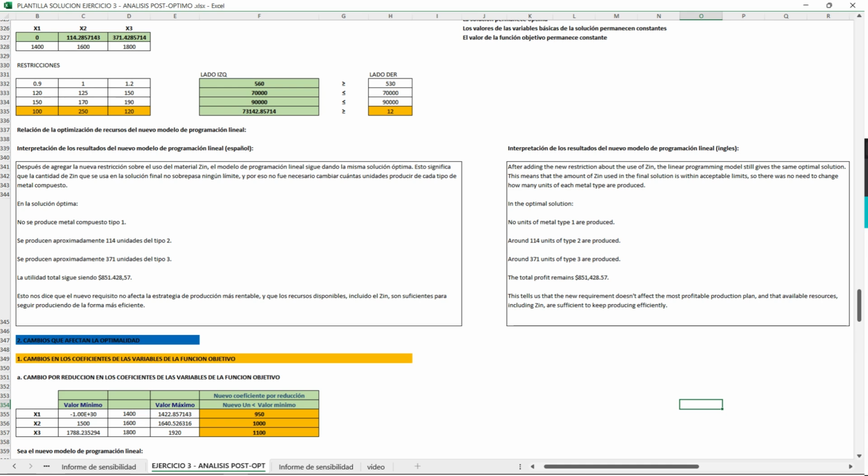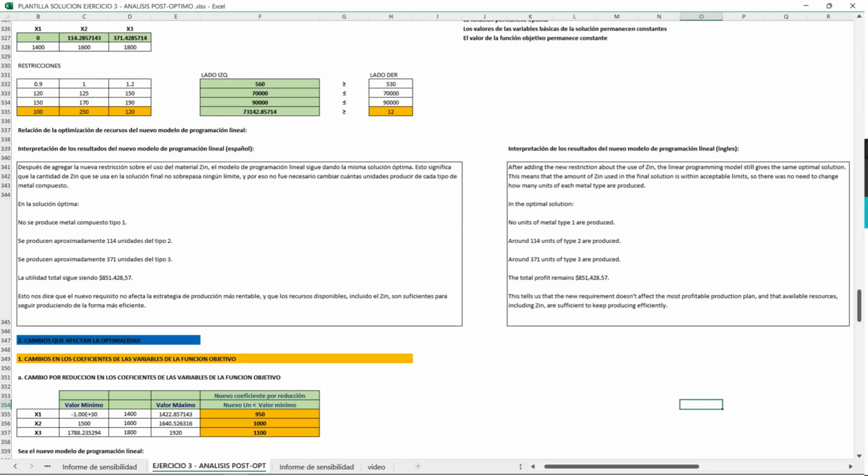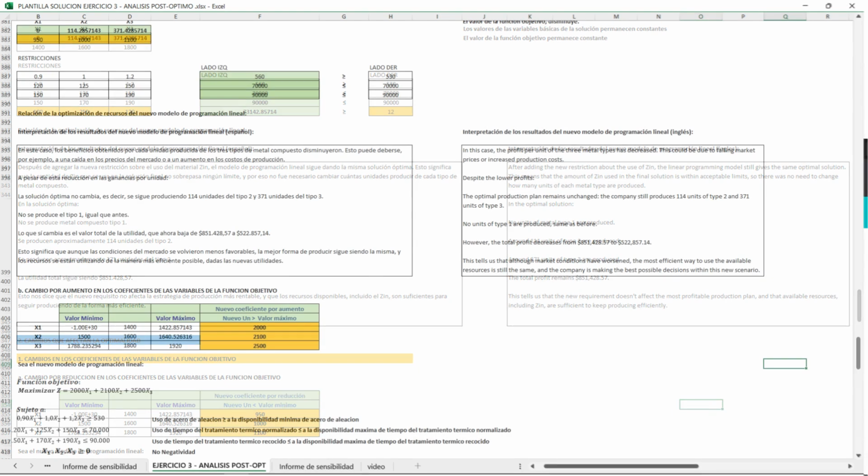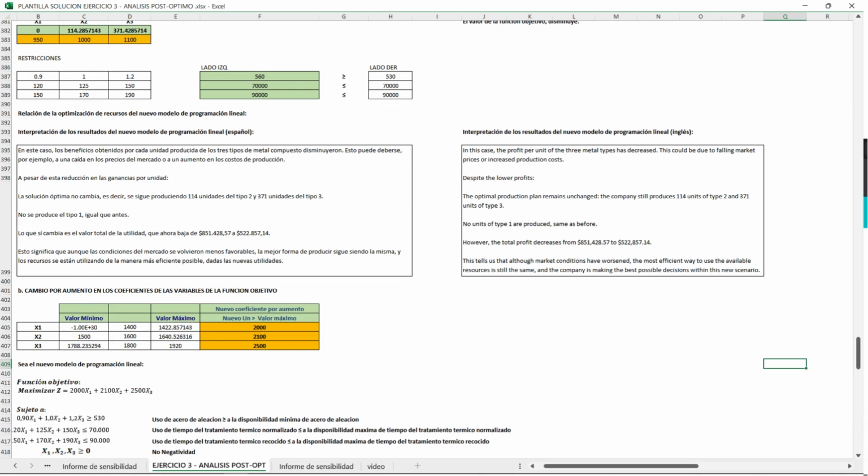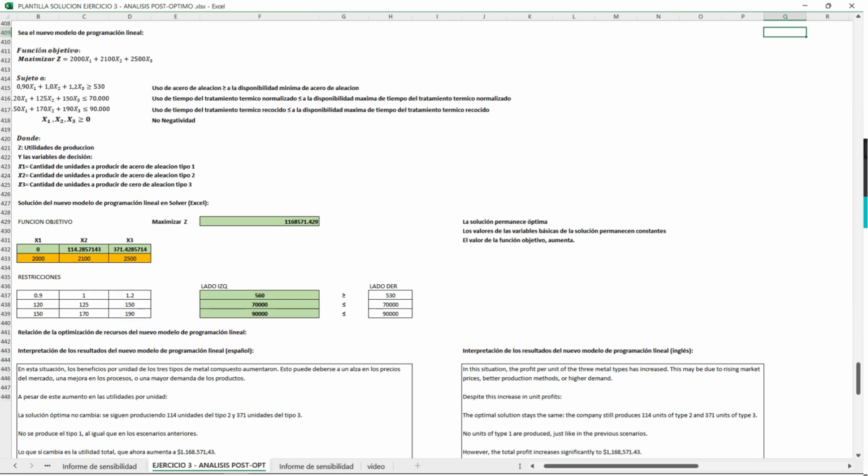Number 5. Changes affecting optimality. Result: despite the changes, the optimal solution was maintained in most cases, indicating that the model is robust. However, some changes did impact total utility, which is important to consider for future adjustments. 6. Increase in coefficients of the objective function variables. Result: the optimal solution was maintained and total profit increased considerably. This is a profitable situation that does not require changing the production strategy.